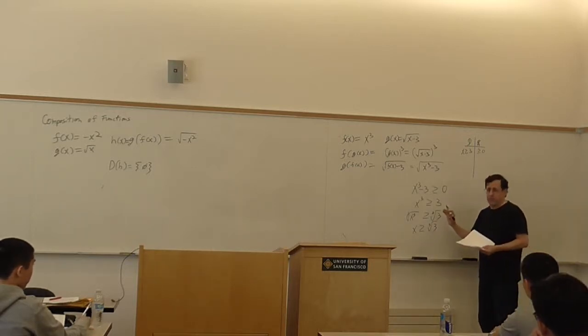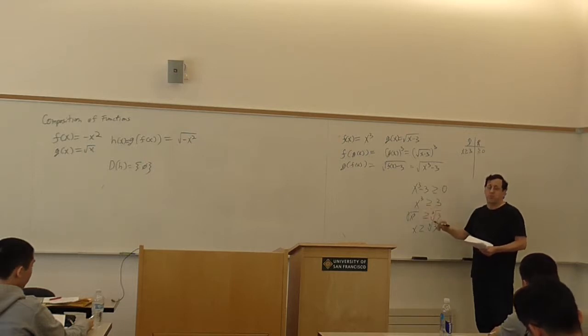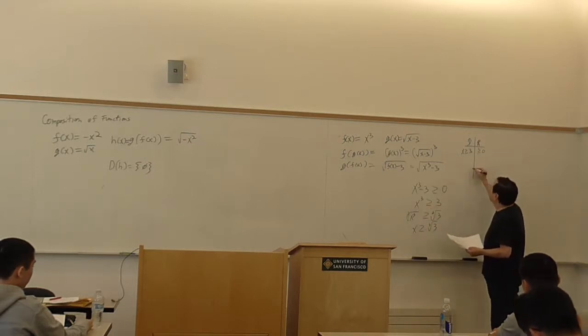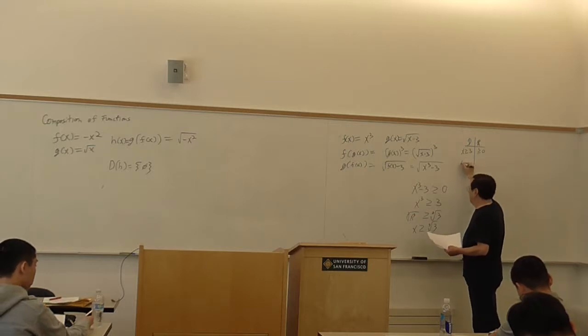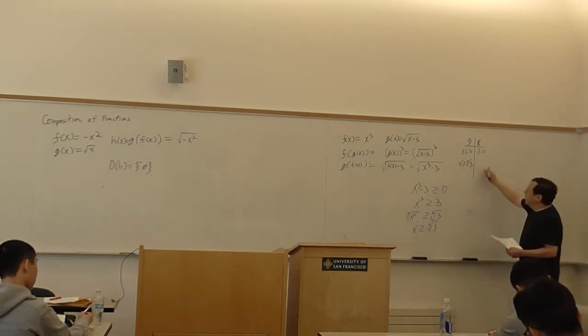With x squared, it's a little different, right? It's x squared greater than 3. Then you can have negatives also. All right. So that's x greater than or equal to cube root of 3. All right, what about the range on that?